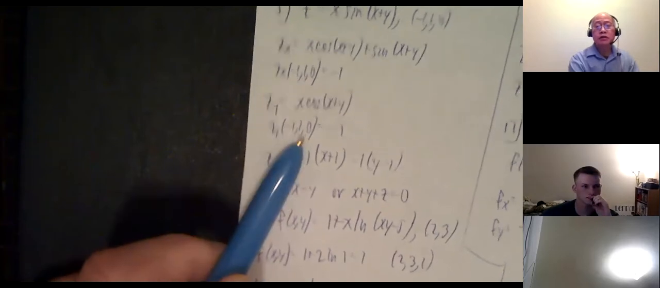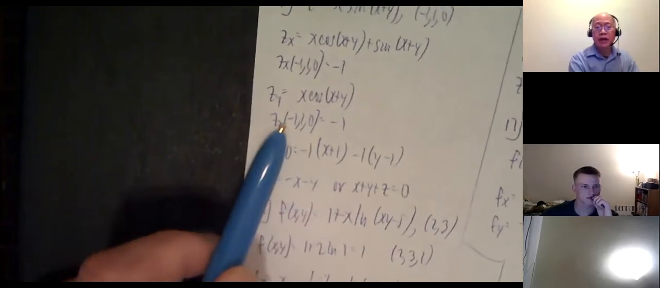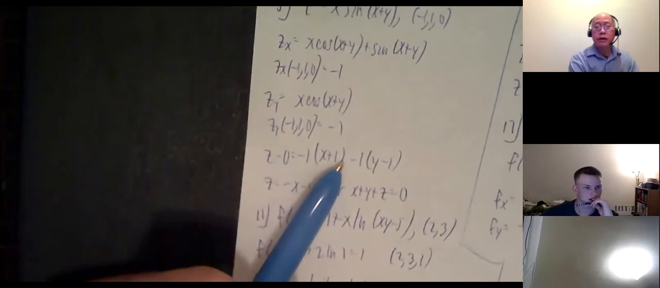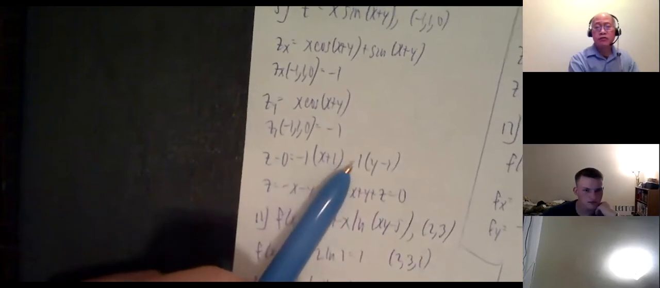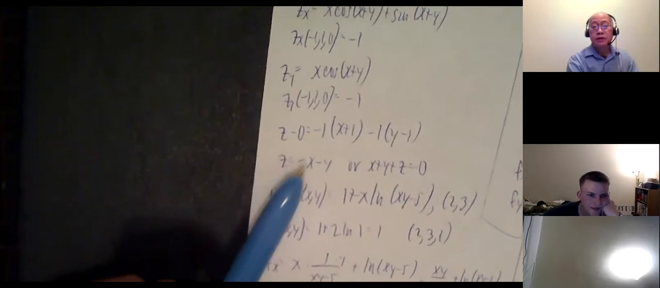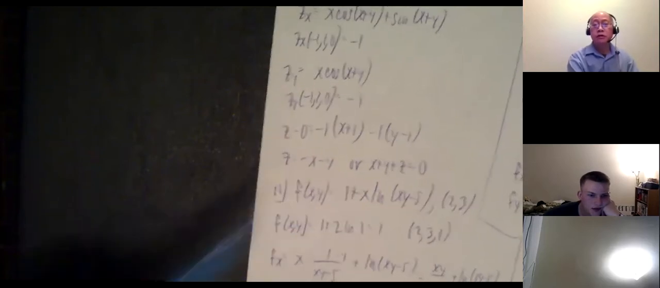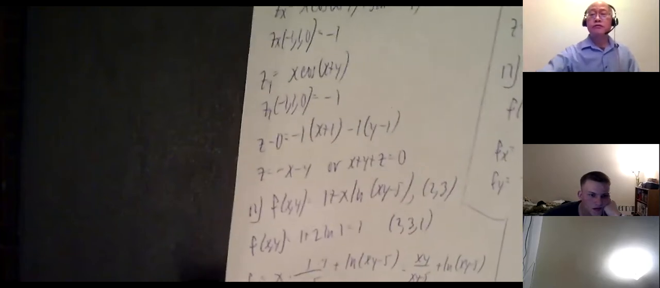So z minus 0 equals fx at -1 times x minus -1, x plus 1, plus fy at -1 times y minus 1. Clean it up. It ends up being x plus y plus z equals 0 if you do the algebra. And that's what you get for that.